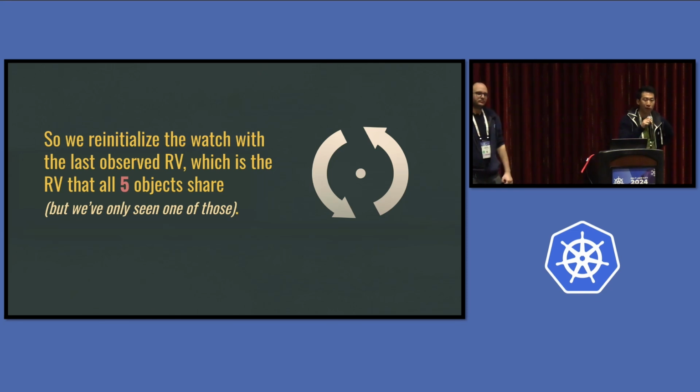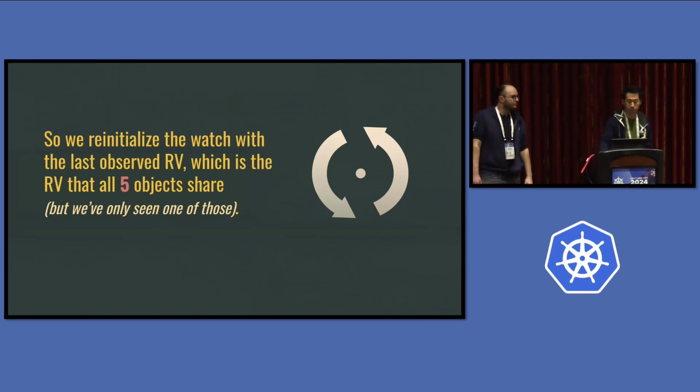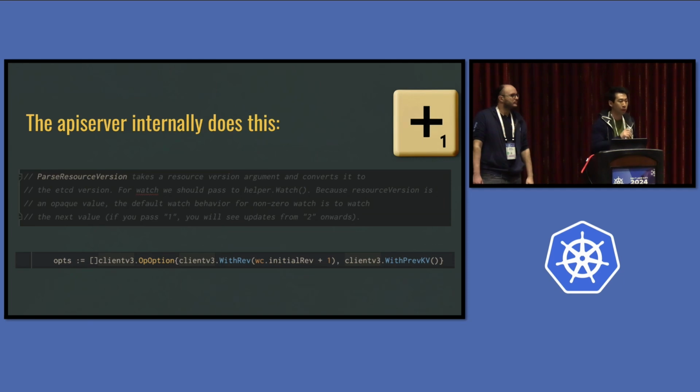Then we reinitialize the watch, because that's what our protocol says, right? We take our last observed RV, we plug it back in, and we say, let's resume our watch. Internally, the API server does this. It actually takes that initial revision and increments it by 1. It parses the RV and increments it by 1.